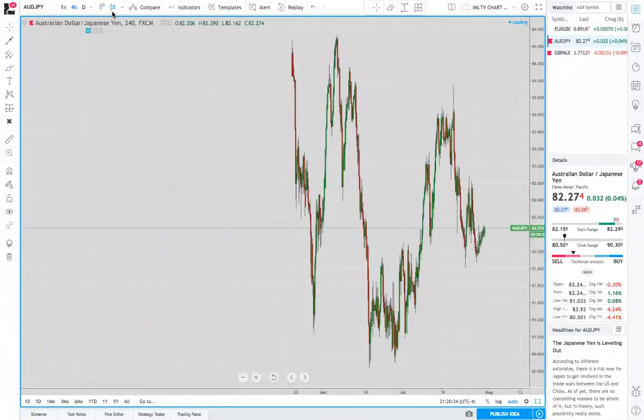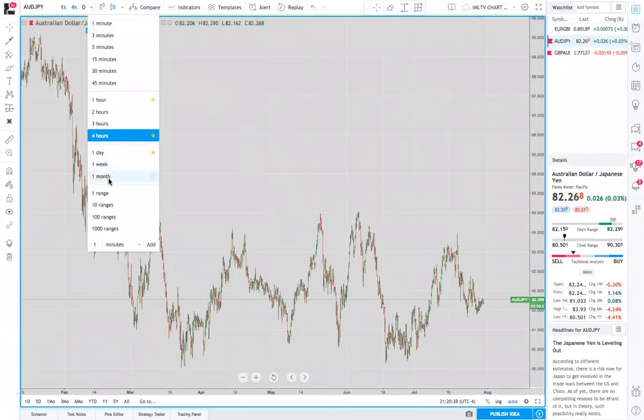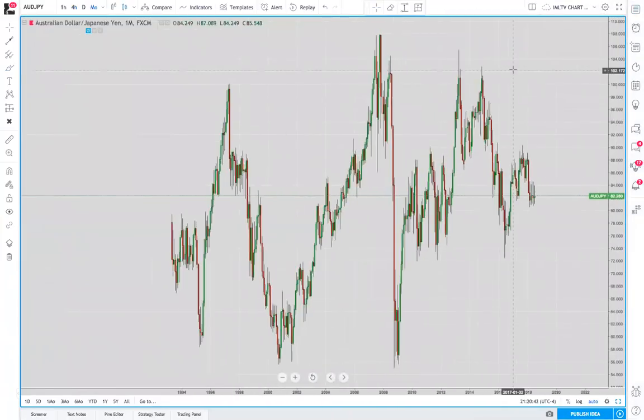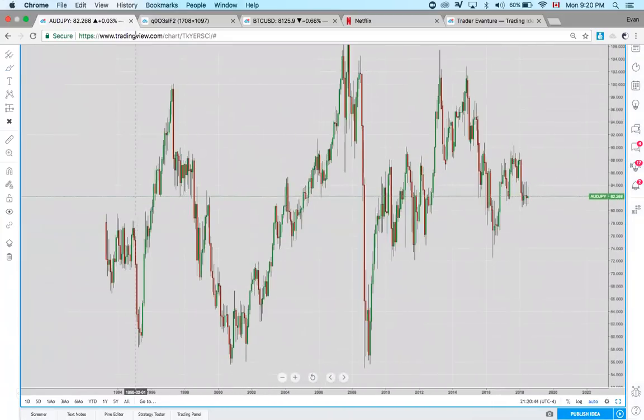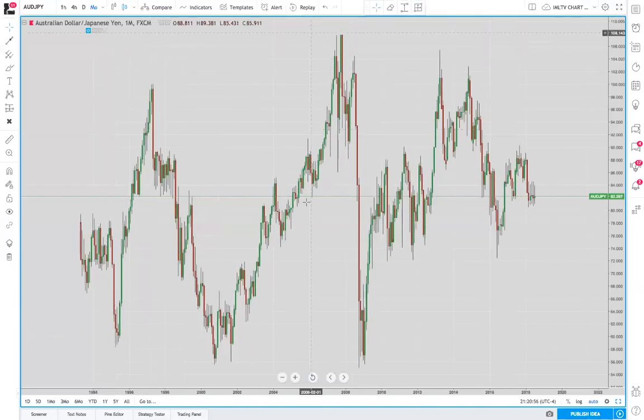So for those that are new, if this is your first time on a lesson learning about the market, this platform that I'm on right now at the moment is called tradingview.com. It's a free platform. You don't have to pay for it. There are things you can purchase on here, but you don't need to do that. You can just use the free version. That's pretty much what I'm on right now.